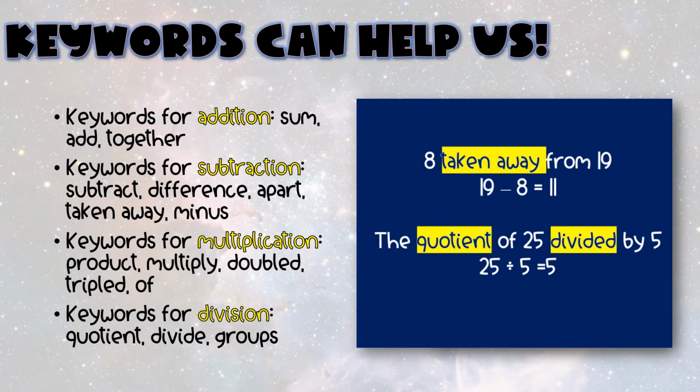If you have 8 taken away from 19, that means that you're doing 19 minus 8. Don't get tricked up and do 8 minus 19. You're taking 8 from 19, so 19 is the first number that you write in the expression. So 19 minus 8 equals 11. And then you could see something like the quotient of 25 divided by 5. So that's division. And it's 25 with the division symbol. So 25 divided by 5 equals 5. And those are just a few examples that you might see in your workbook or on your test or quiz.